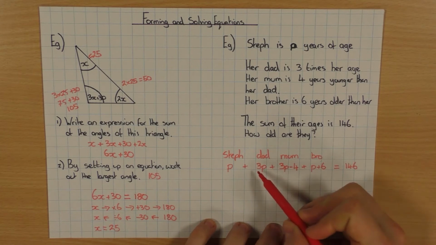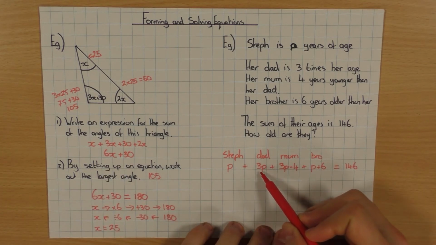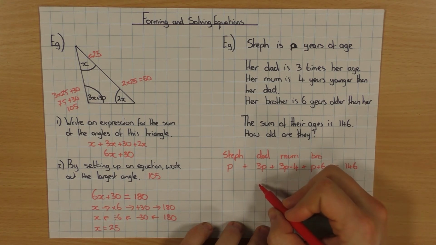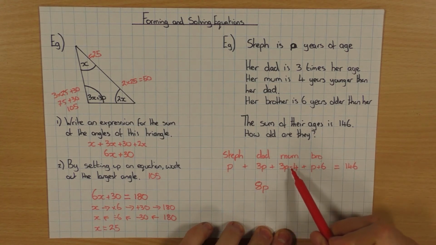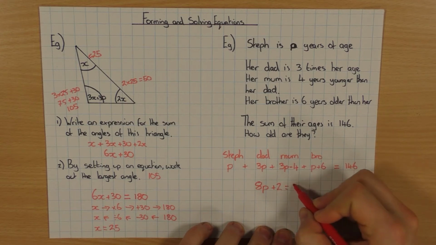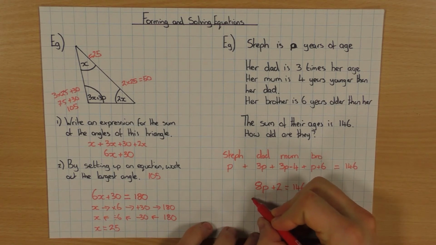But simplify this, just like I did over here. Simplify this. So P plus 3P plus 3P plus P, that gives me 8P. And then I've got a minus 4 plus a 6, which gives me plus 2, and that equals 146. So there we go, there's my equation. You can solve it via balance method or flowchart. Again, I'm going to use the flowchart.